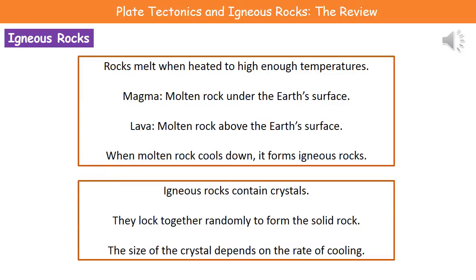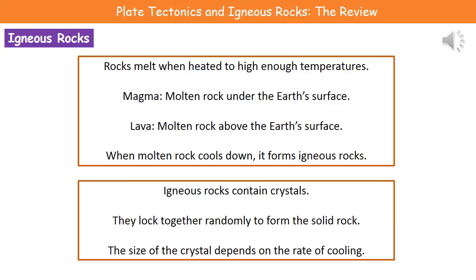If we consider rocks then, what we know is that if we heat them to a high enough temperature, then rocks will melt. And depending on where we find this molten rock is going to determine the name we use for it. So anytime we're talking about magma, we're talking about molten rock under the surface of the Earth. And anytime we're talking about lava, we're talking about molten rock above the Earth's surface. So remember the distinction between magma and lava. So magma is under the Earth's surface, lava on the Earth's surface.